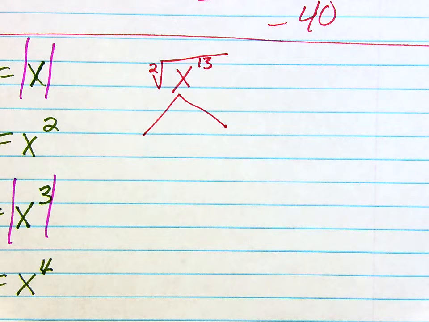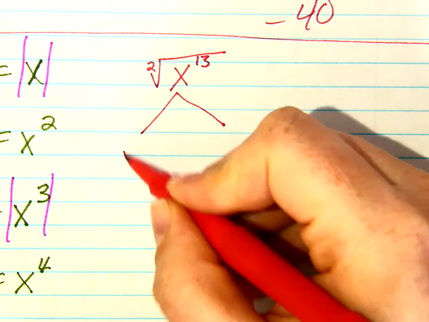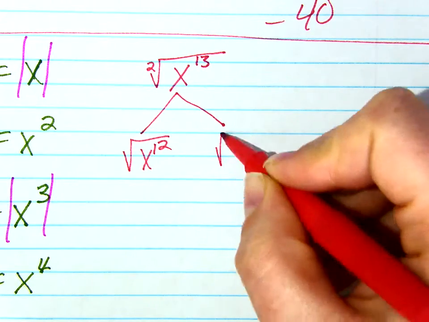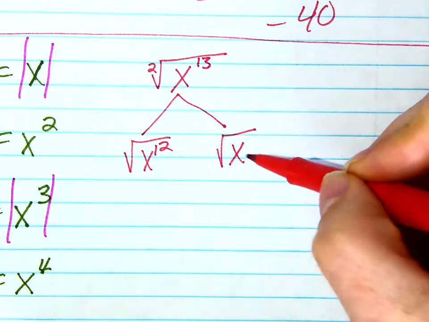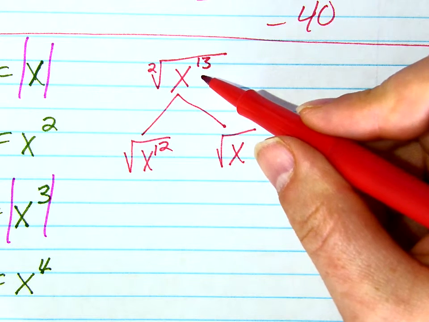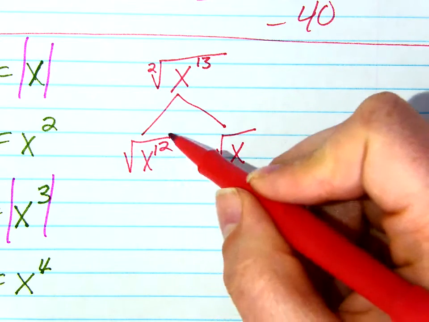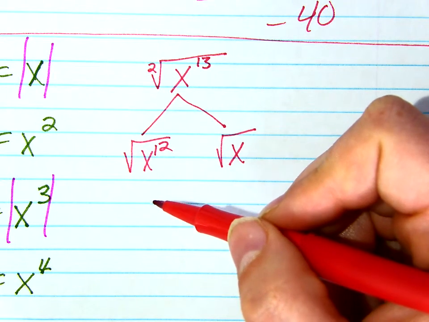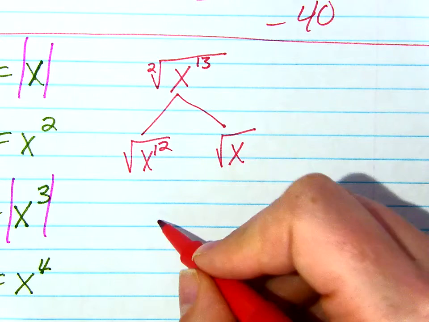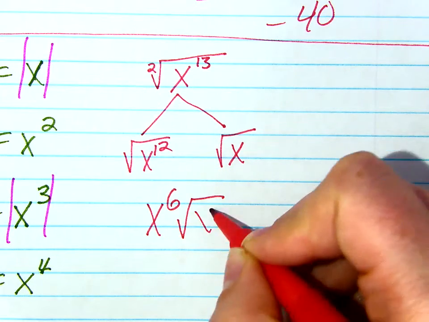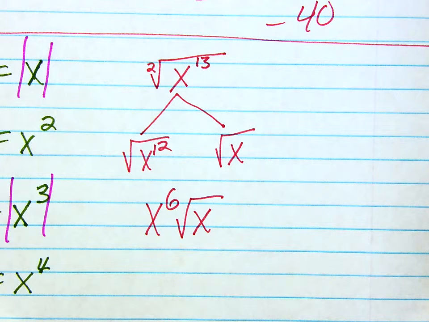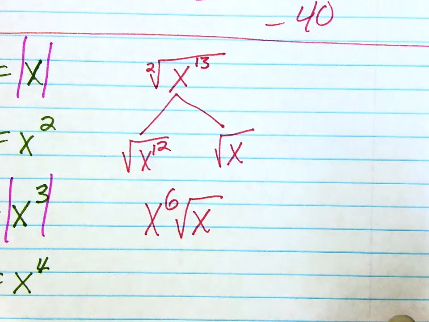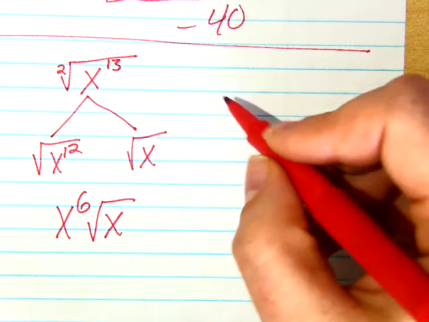12. So I'm just going to break it up into the square root of x to the 12th times the square root of x to the 1st. Isn't x to the 12th times x to the 1st x to the 13th? Yes. Isn't the square root of x to the 12th a perfect square? What is it? X to the 6th. And then I just keep that square root of x. It's this same process every single time with a square root. So with the square root, you always just drop it down 1 unit.